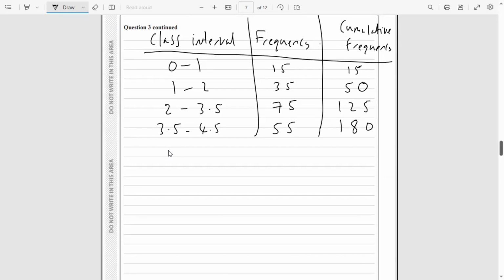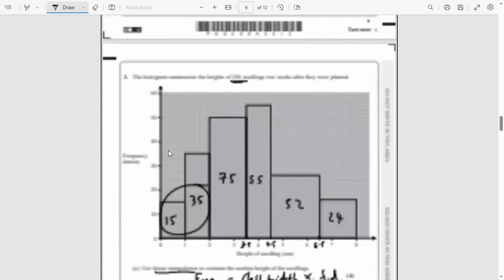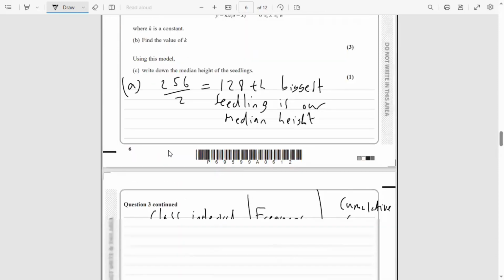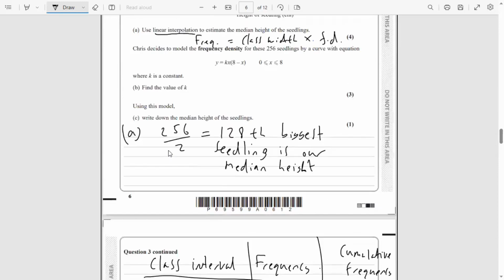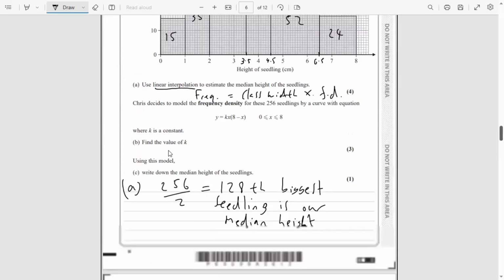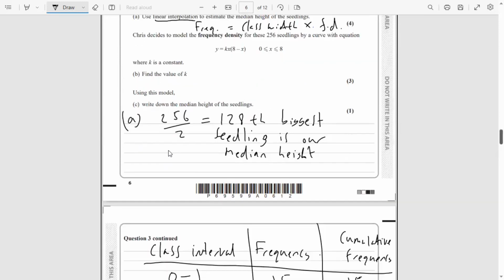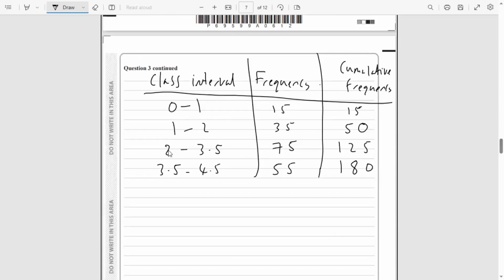Right, I'm going to stop there. I'm not going to do the last two class intervals because we don't need to. Because remember, we're just trying to find the median, right? We just want to find the median. And we know the 128th biggest one is our median. Now we've got up to 128 because we've got up to 180, right? So the smallest 180 seedlings have a height between 0 centimeters and 4.5 centimeters there.